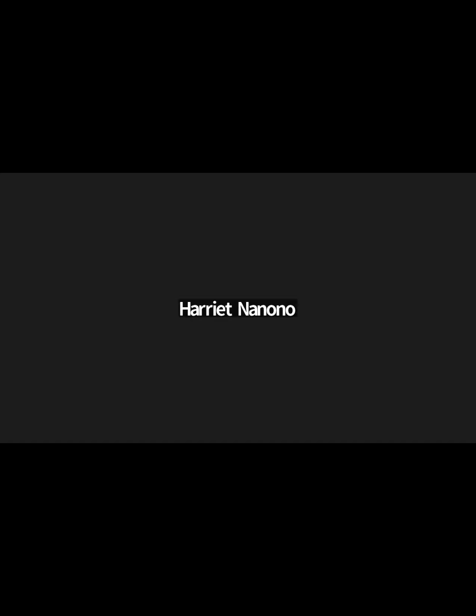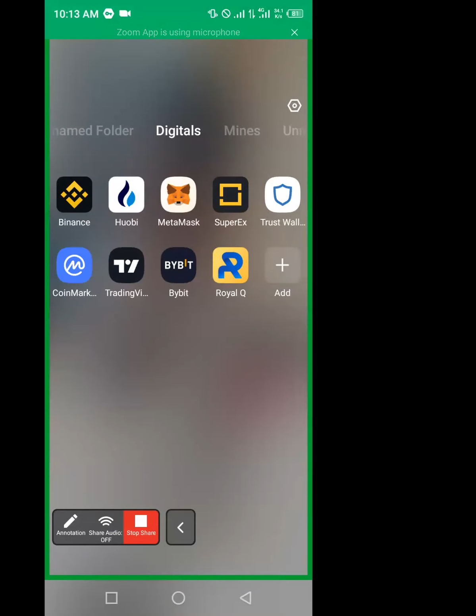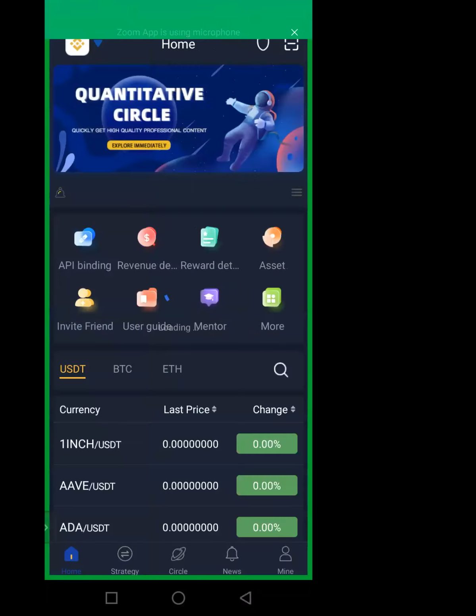Allow me to share my screen, and then we go to the Royal Queue robot, the Royal Queue application, and we see a trade. Royal Queue here. If you are seeing my screen, you can as well let me know.